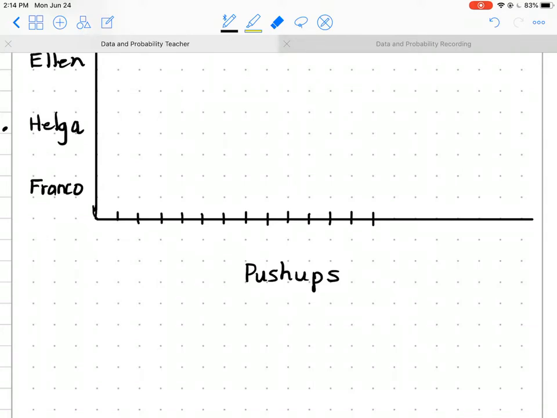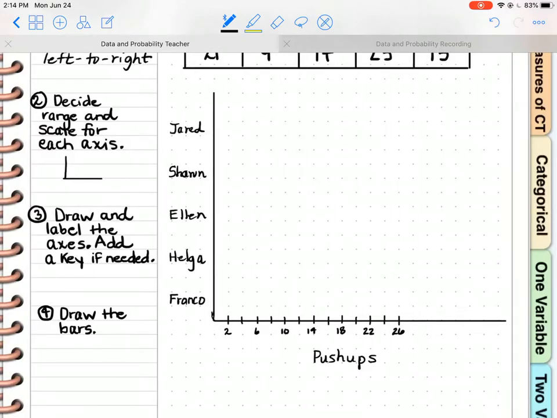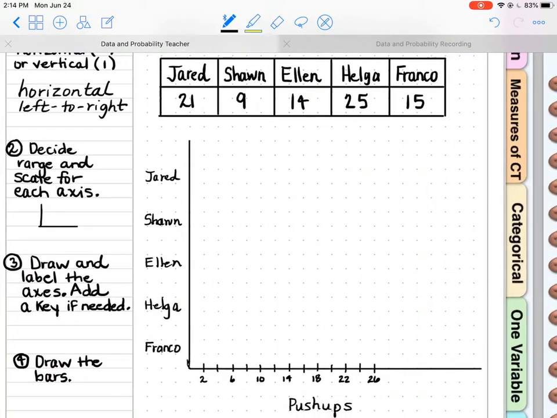So let's say we need to label 2, 4, 6, 8, 10, 12, 14, 16, 18, 20, 22, 24, 26, and you could keep going if you wanted, but since I know Helga has the most at 25, I'm covered. So, okay, let's take a look here. Now we're ready to draw the bars.